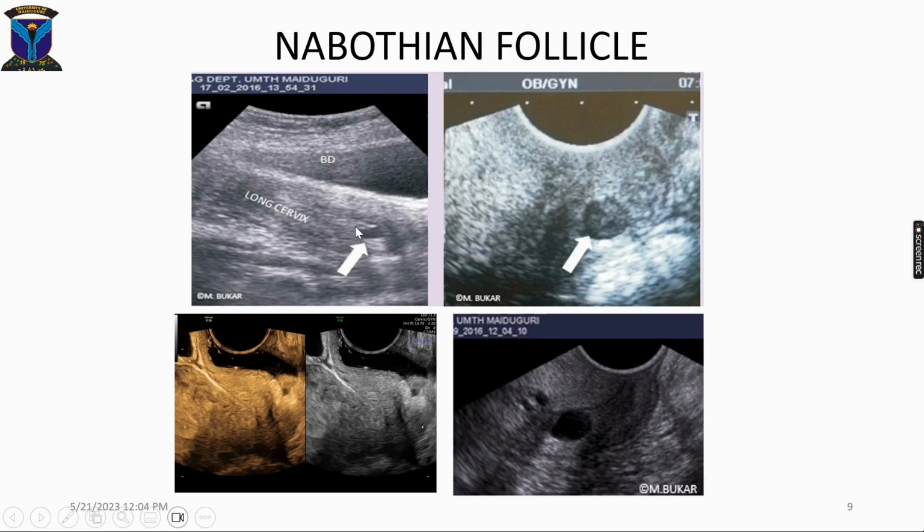You can see Nabothian cysts with distal enhancement. Here you can see the Nabothian cysts with turbid content, but this turbid content could be as a result of the high gain. Here you can see very clear content, that's multiple cysts, and also distal enhancement. Again, here you can see a small Nabothian follicle with distal enhancement.